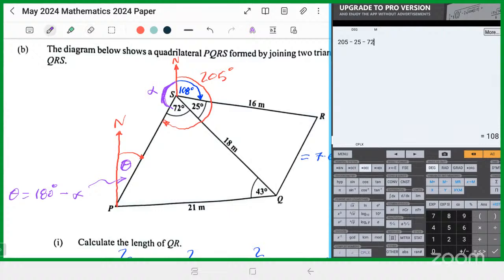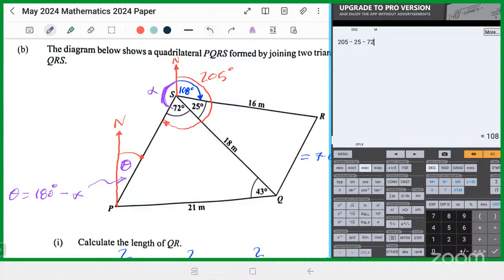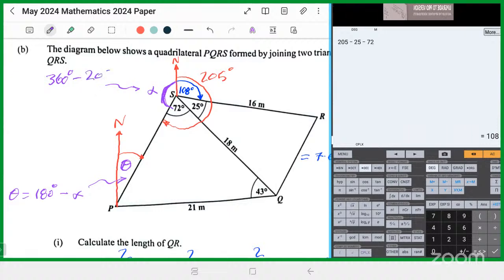To find theta, we need to work out what alpha is up here. Alpha can be calculated easily because you already know the total angle around here is 205, and you should know that the total angle around a point is 360 degrees. If part of it up to here is 205, then the remainder must be 360 minus 205.